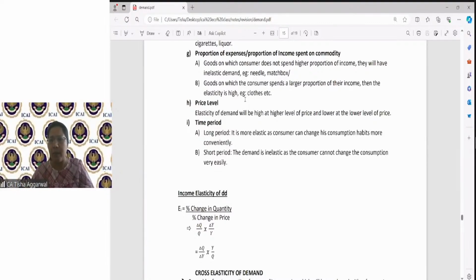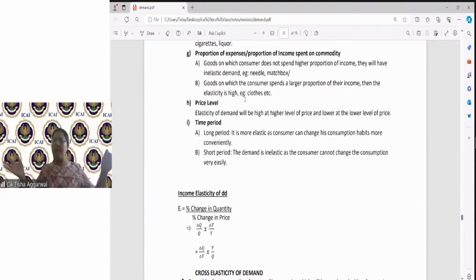Not possible, no? So if you have a long period, you can easily change your consumption habit. But overnight, I cannot change my consumption very easily. I cannot say that, okay, I will not buy the petrol from tomorrow, just because petrol prices are rising, I'm going to the Tesla showroom and buying an electric vehicle for myself. Not possible. So time period tells you whether you can react or you cannot react.